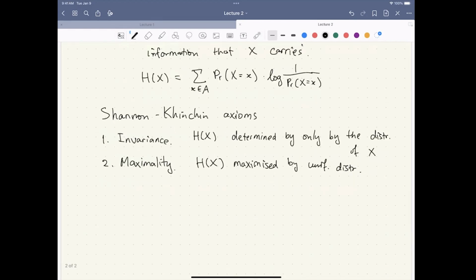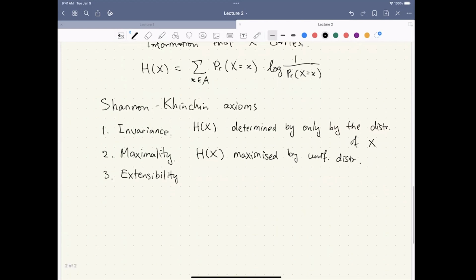The third one, extensibility. This is just a technical one. Most of the time we will not use it, but it just says that we can extend something just for technicality. You can go back and check the definition. The next one is important, additivity.